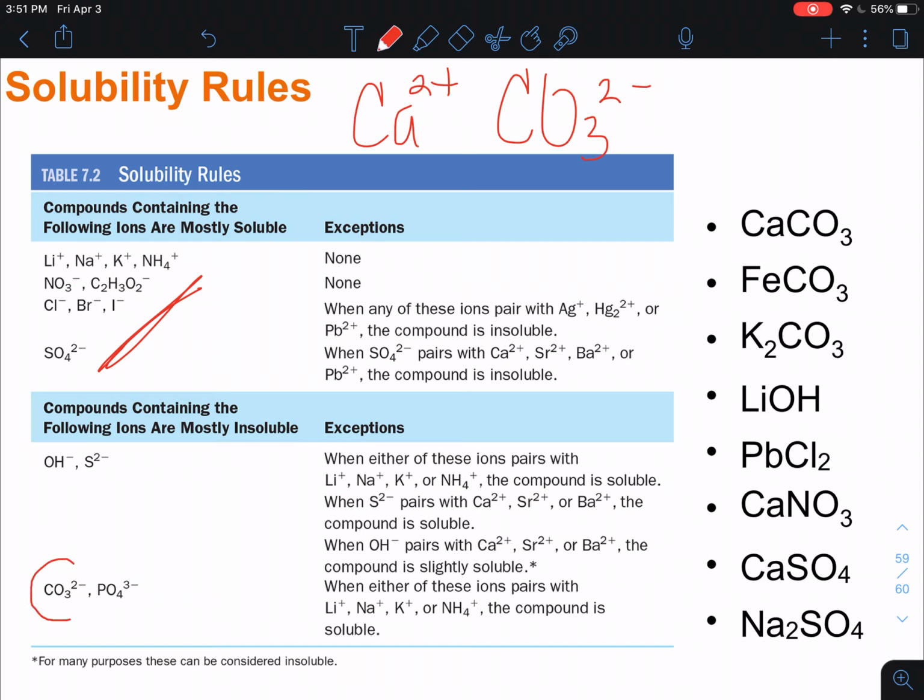But what I do see down here is carbonate. And it says the following compounds are mostly insoluble. So right off the bat, I see carbonate, and I'm going to say, all right, this is probably not soluble because I see carbonate right here. But I'm just going to double check and make sure. Are there any exceptions to this rule? I look over and it says, when either of these ions pairs with lithium, sodium, potassium, or ammonium, the compound is soluble. Because I have no exception, this means that calcium carbonate is insoluble.